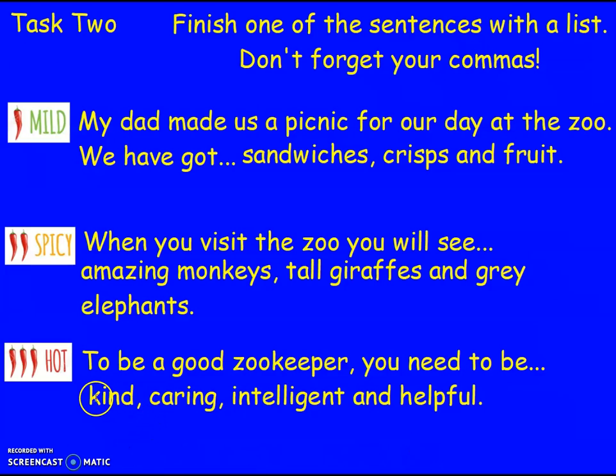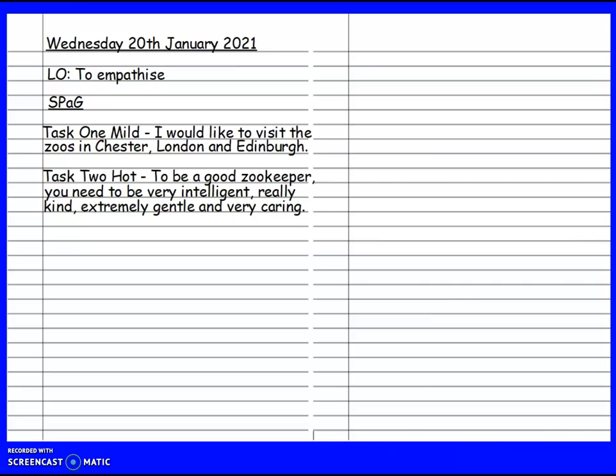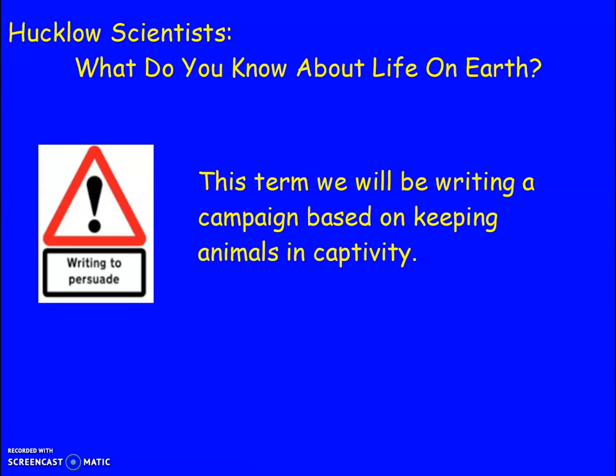I need a comma between kind and caring here, and a comma between caring and intelligent. Okay, have a look through your sentences. Your book should now look like this, and give yourself a tick if you think that you've got that one right. So we decided for our campaign yesterday which side we were going to be on.